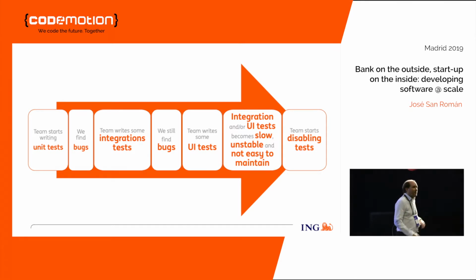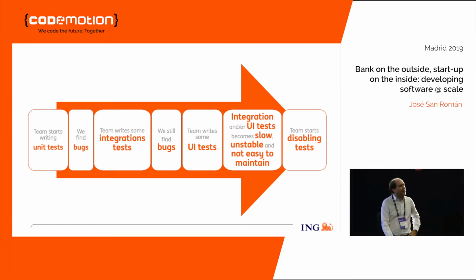No problem. We still have the last test we should do, and it comes from the parameter. We start doing UI tests, killing ourselves. And then this integration test and UI test become unstable, and they bring a lot of false positives. We realize also that they are not easy to maintain.